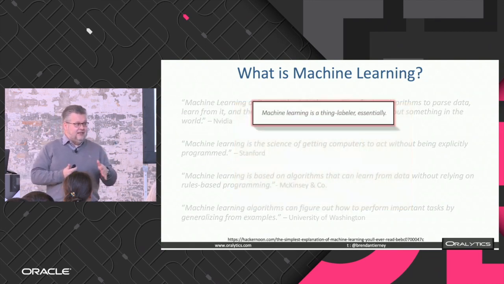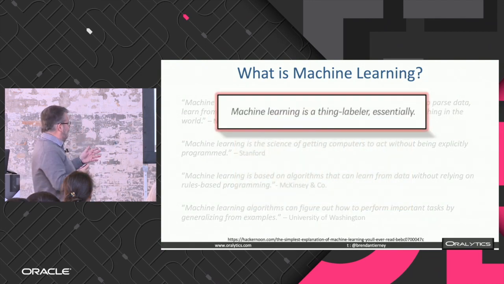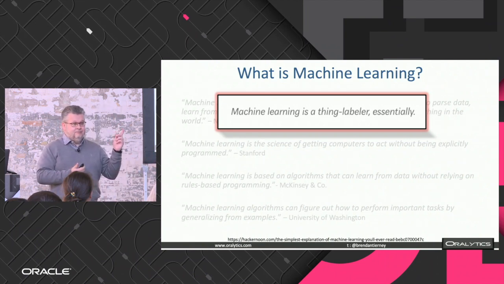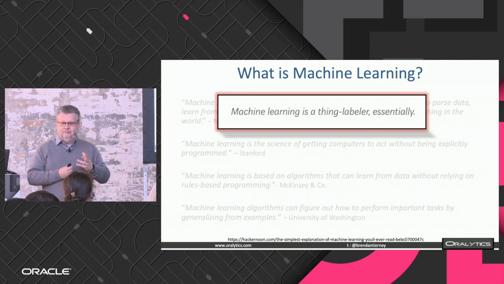But one of the best definitions I've come across in recent times is from a blog post from last year. Machine learning is a thing labeler. It just labels things. It doesn't do anything fancy. Well, it does quite nice stuff under the hood. And yes, there's lots of statistics and maths and lots of complex computing goes on under the hood. It's just like, do we need to know and understand all of that to be able to do machine learning? The answer is no. We might need to have some understanding, but the deep understanding of it, we don't need.